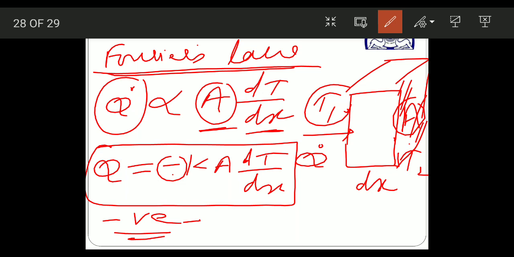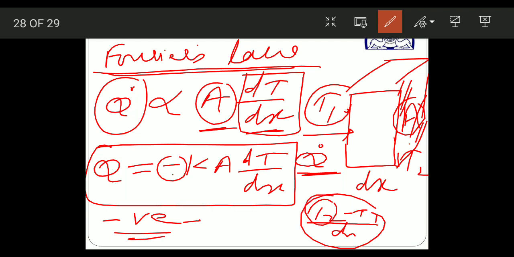That is, heat is transferred towards the decreasing order, so heat is always positive. But here dT by dx is nothing but T2 minus T1 upon dx. T2 is minimum and T1 is maximum, so this will be negative. This dT by dx will be negative, and if you do not add the negative sign here, then what will happen? The rate of heat transfer will be negative, but it is against the fundamental law. Which is the fundamental law? Heat is transferred from higher temperature to lower temperature.